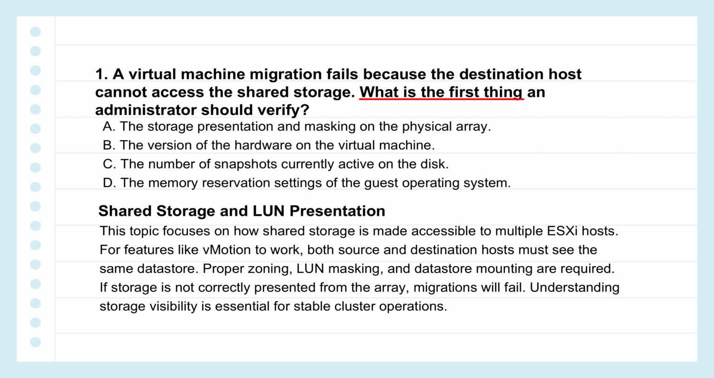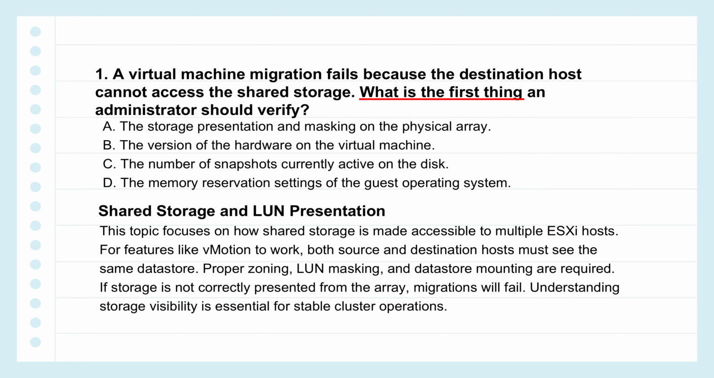The source material gives us 4 options. Is it the hardware version of the VM, the number of snapshots, the memory reservation, or is it the storage presentation and masking on the physical array? Before we jump to the answer, what's your instinct here? Honestly, I feel like snapshots is a huge trap answer here because snapshots break things all the time. They do. And that is exactly why it is a distractor on the exam. Snapshots can totally cause performance issues or timeouts during a live migration, but look closely at the specific error in the scenario. Cannot access shared storage.